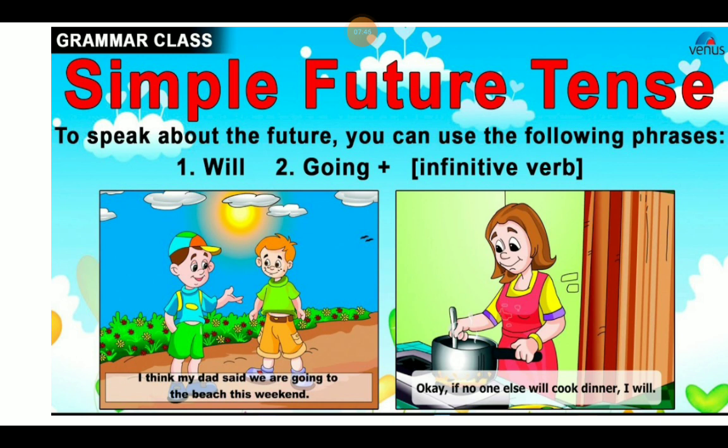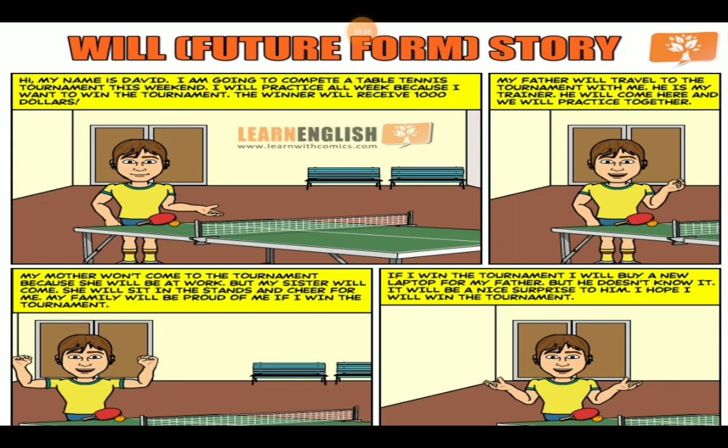The same thing you can use in spoken context with just will. For example, if no one else will cook dinner, I will. Instead of I will cook dinner, you can say, okay, no one else will cook dinner, I'll. So this is regarding spoken conversation, spoken context. Let me move on to the next one.